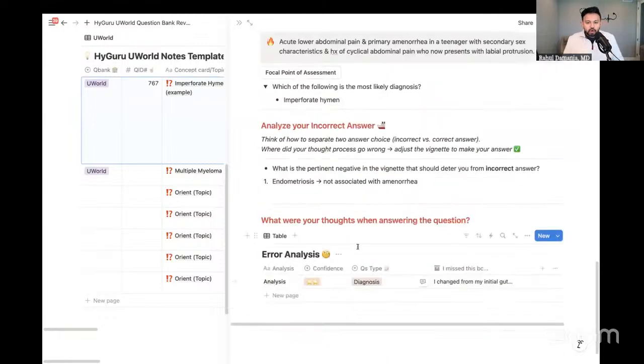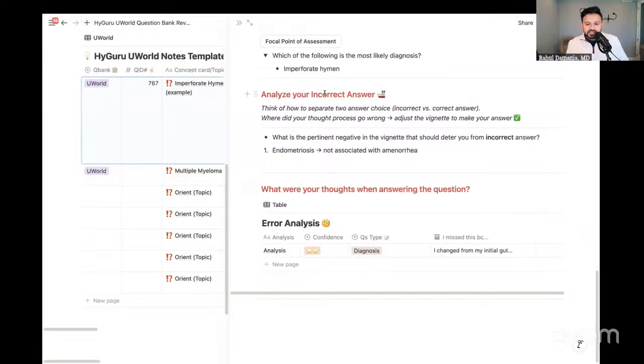And then you'll go into the incorrect answer. Think of how to separate two answer choices, incorrect versus correct. Where did your thought process go wrong? And adjust the vignette to make your answer correct. So, endometriosis is not associated with amenorrhea. So the area that I should have focused on to get me away from endometriosis is when they said that she has not had her periods.